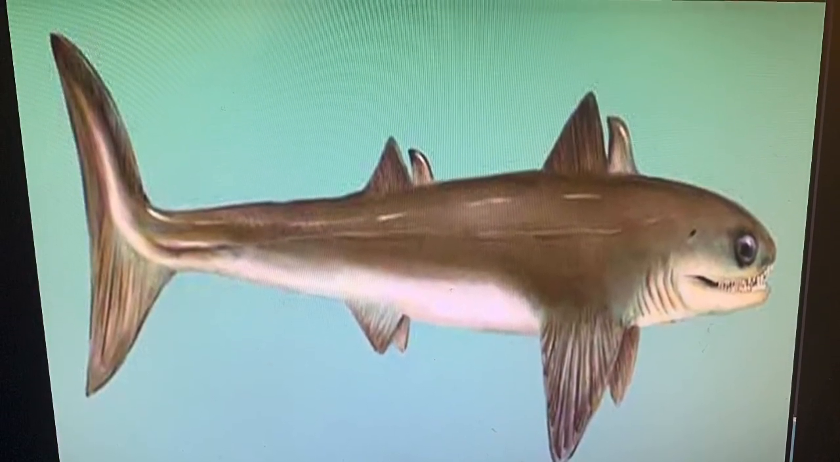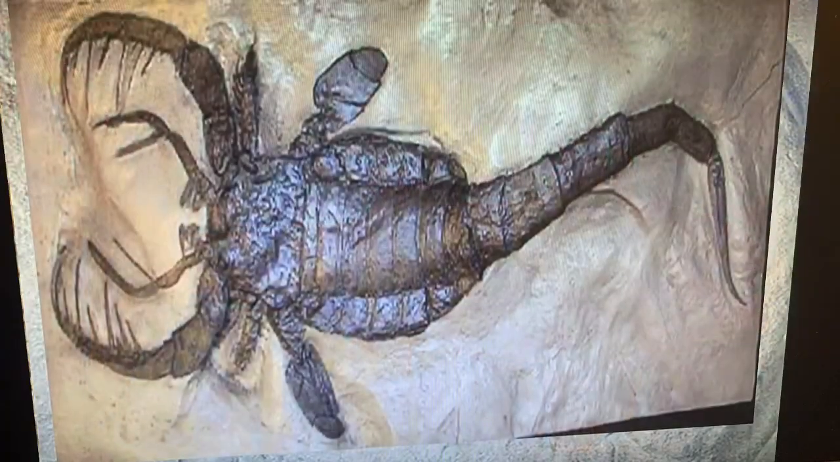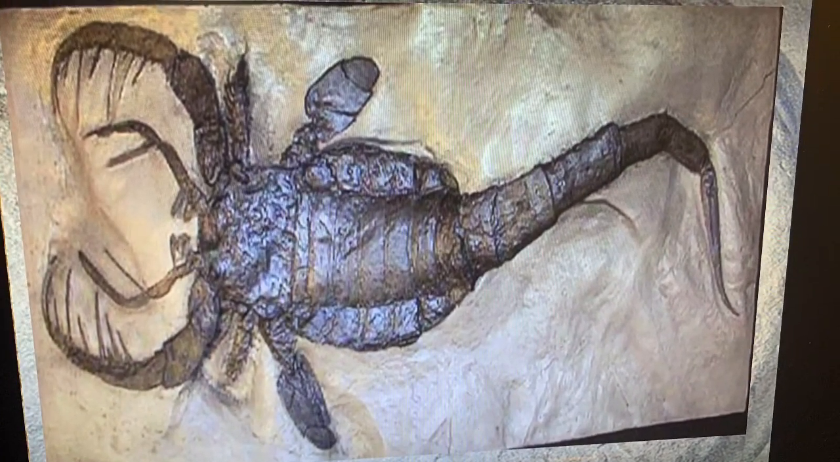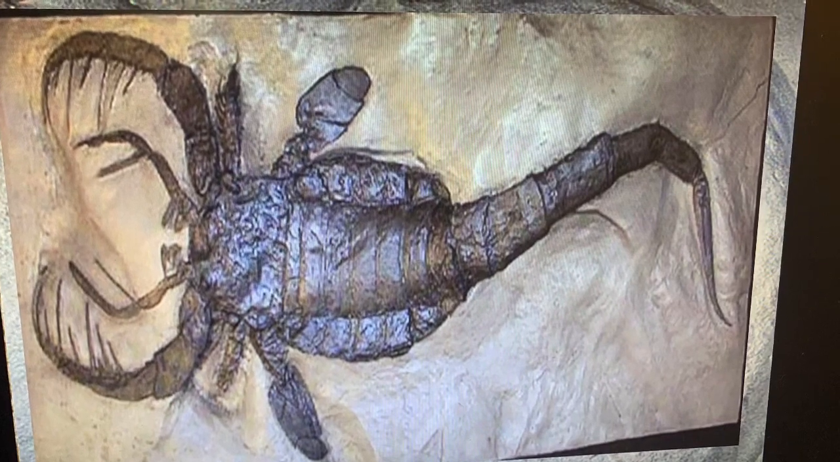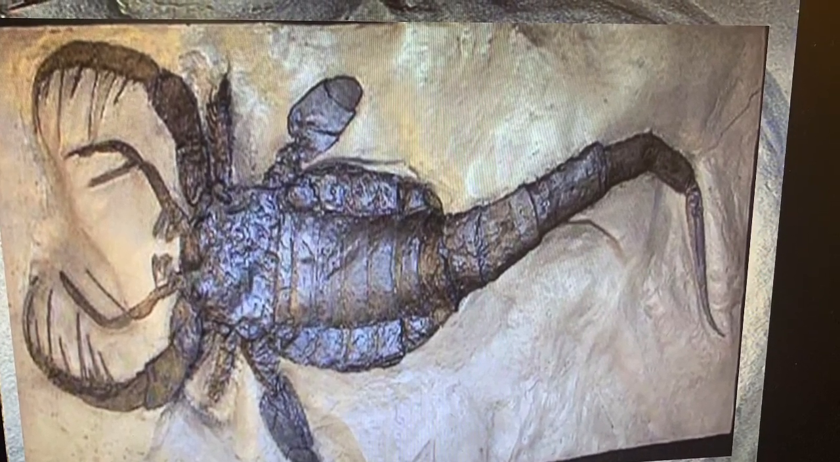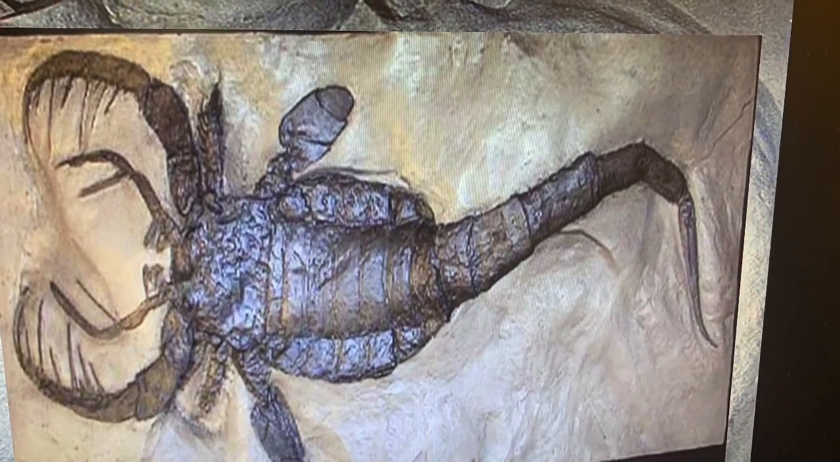Okay, life moves on to land. You get the movement of scorpions and arachnids and things like that. We think those would have been the first. Insects and arachnids would have been the first land creatures. Okay, eventually you do get the moving on of amphibians and things like that.